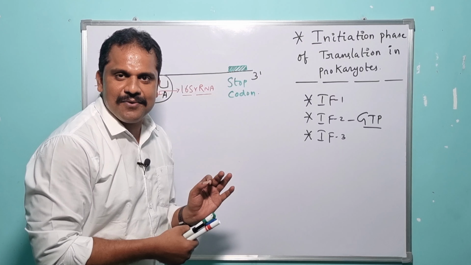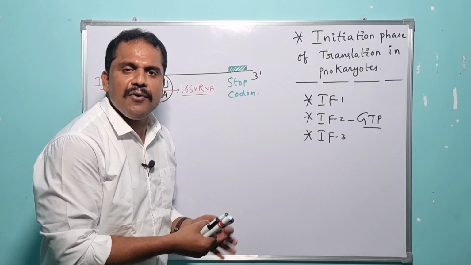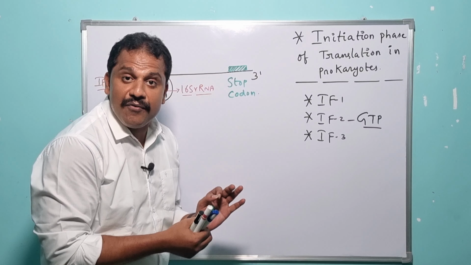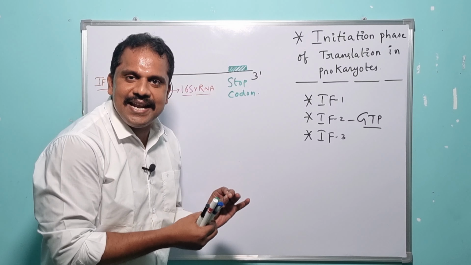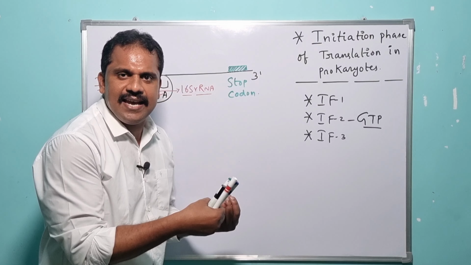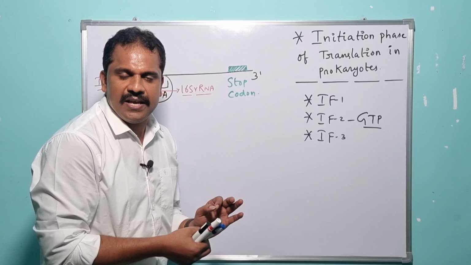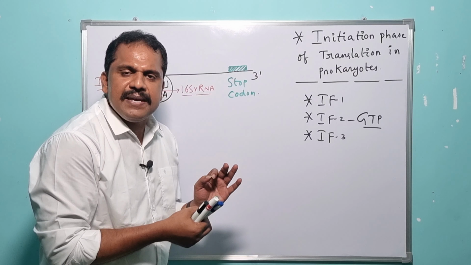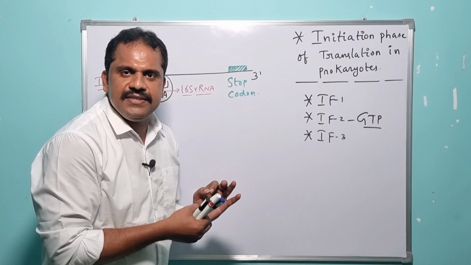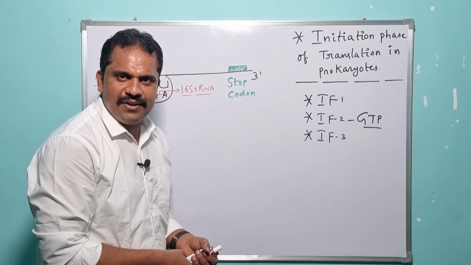The A site of the ribosome will allow the amino acyl tRNA to get recruited only during the elongation phase but not during the initiation phase. Whereas the P site of the ribosome will allow the initiator tRNA to get recruited to the P site even during the initiation phase. So that is the reason why the specific initiation factor 2 takes advantage of one molecule of GTP for getting recruited to the P site of the ribosome. Is it okay for you?